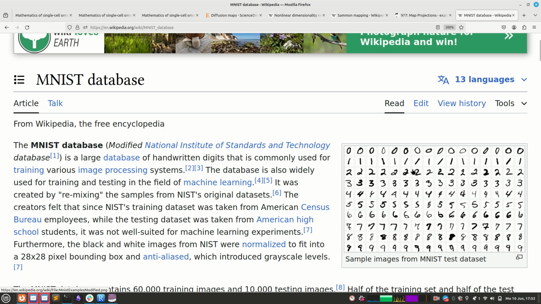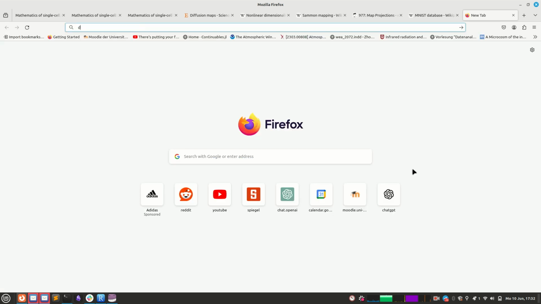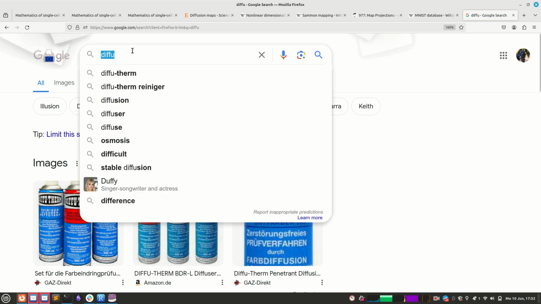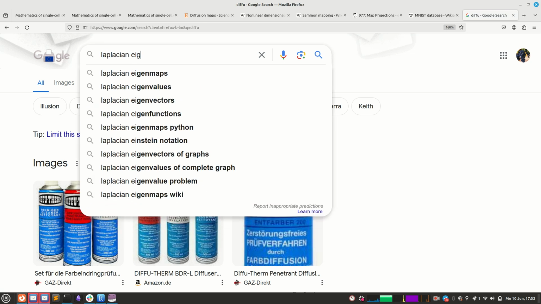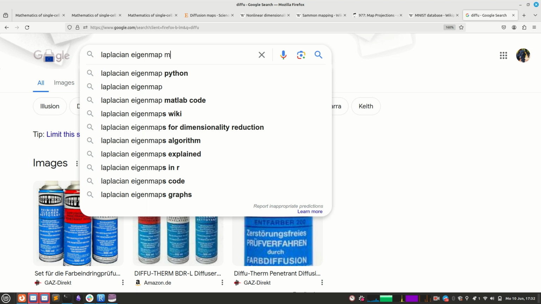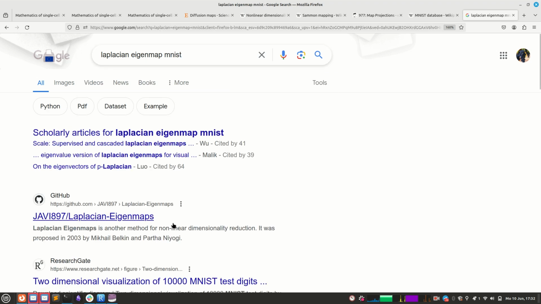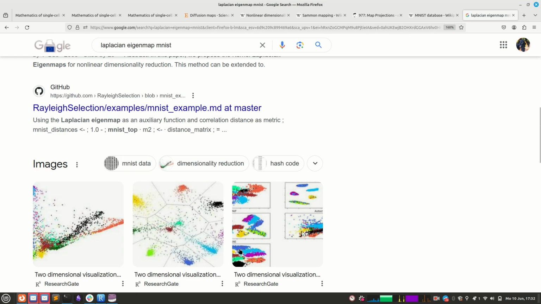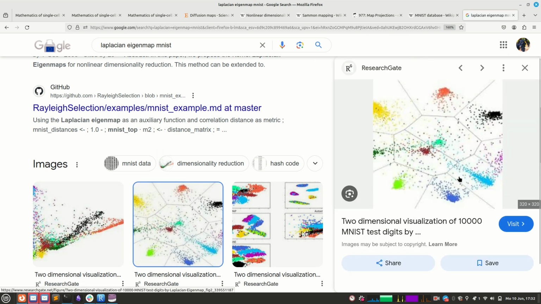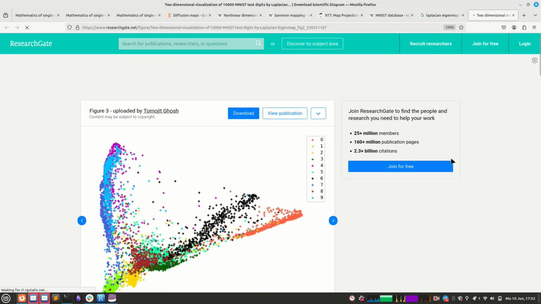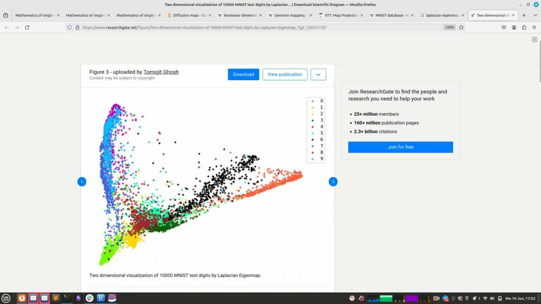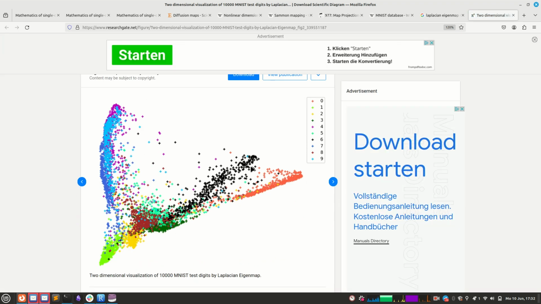And actually, that's Laplacian eigenmap MNIST. I'm pretty sure a lot of people have done that. And of course, you find lots of papers where people try exactly this, making such an eigenmap here, for example, and coloring things by what digit it actually was.